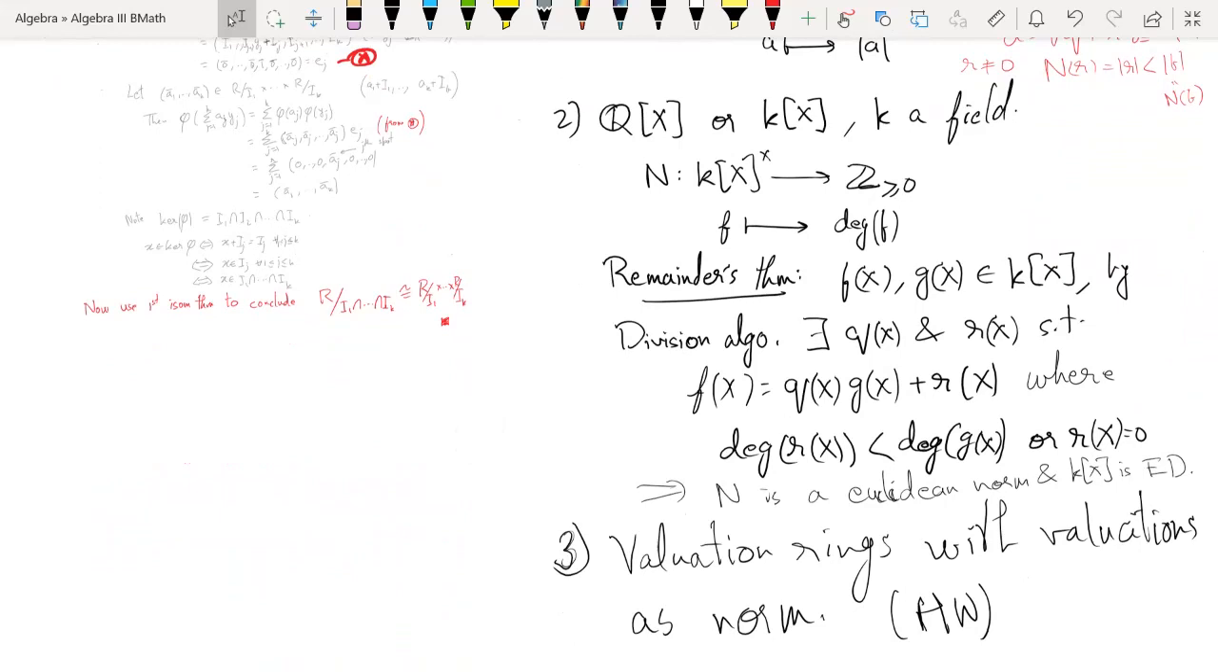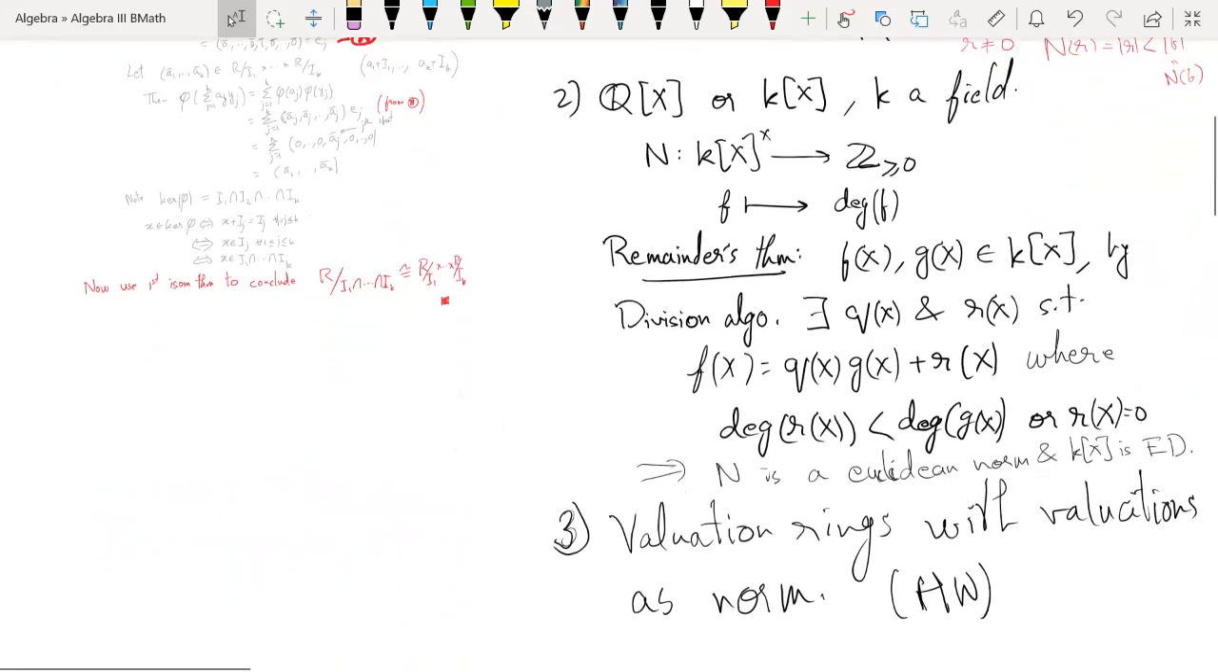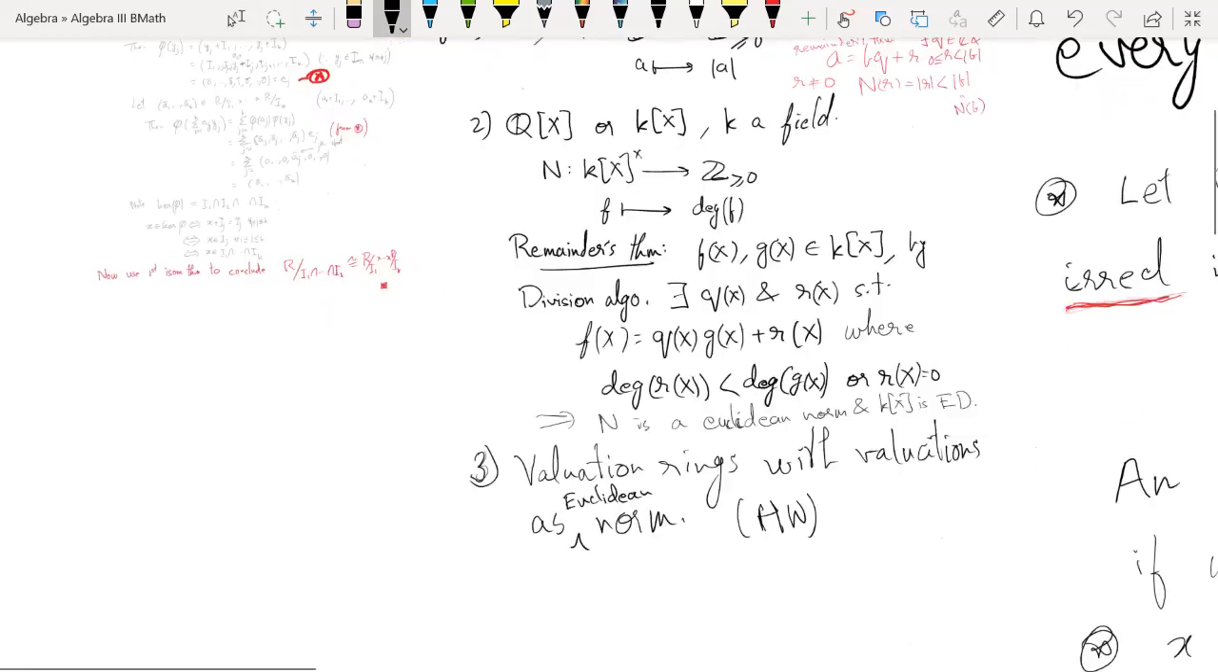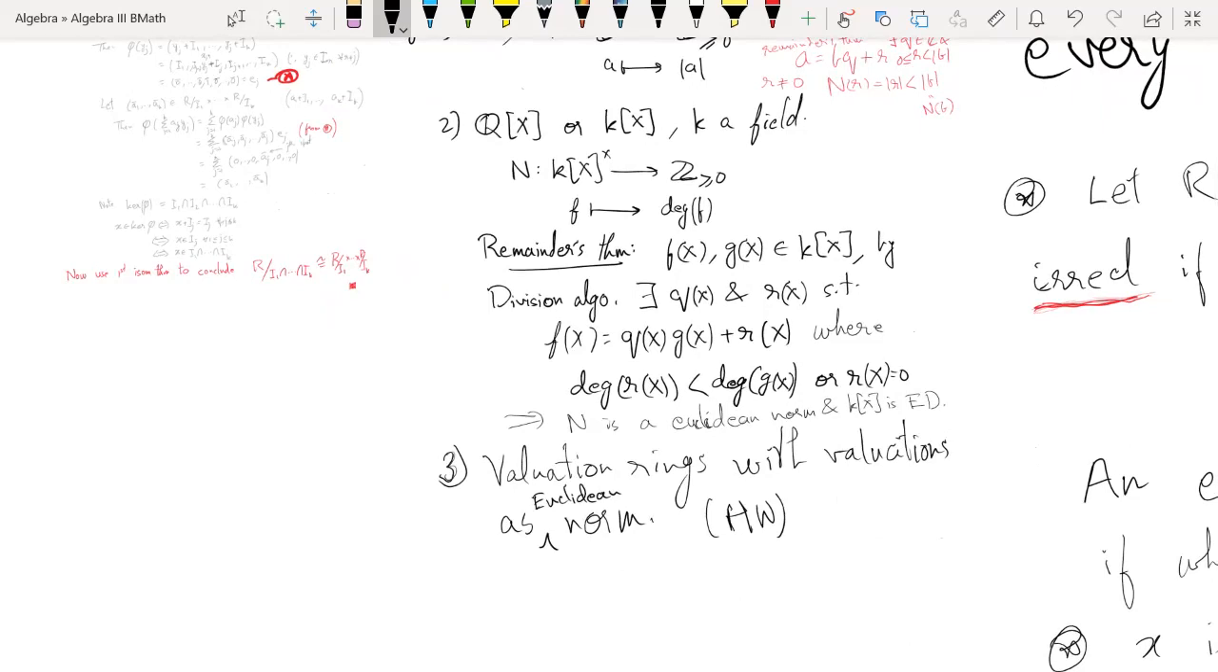And the third example is valuation rings. So you had this valuation function. You can show that a valuation ring, with the valuation function as Euclidean norm, is a Euclidean domain. So this will be homework. So valuation rings are also Euclidean domains. Okay, any questions? So these are examples of Euclidean domains.